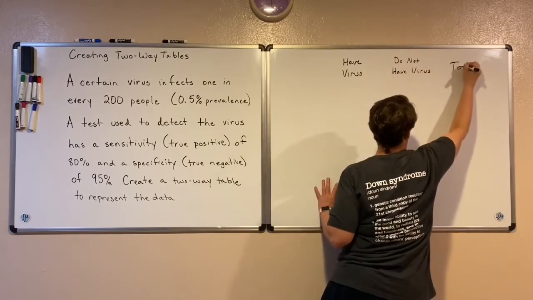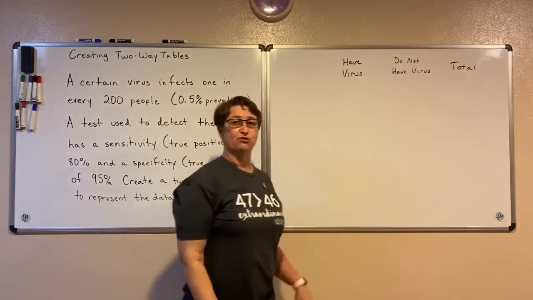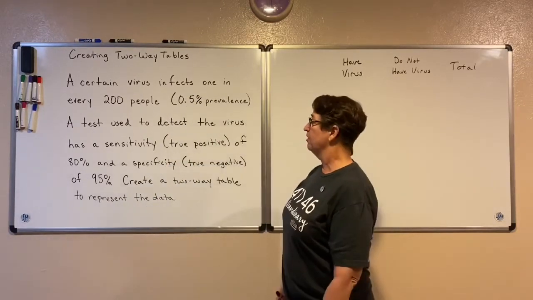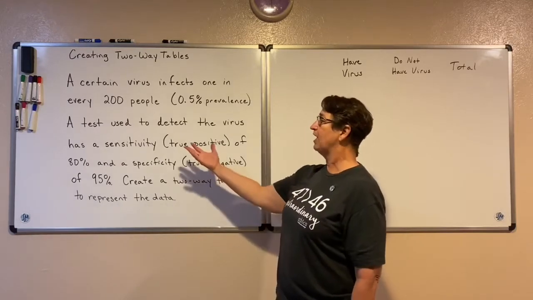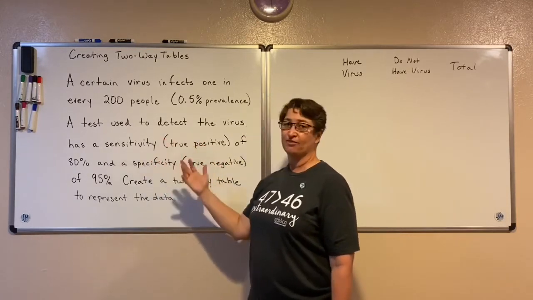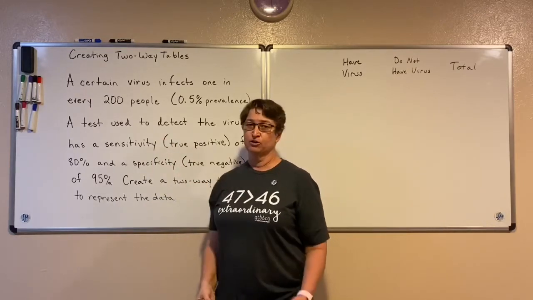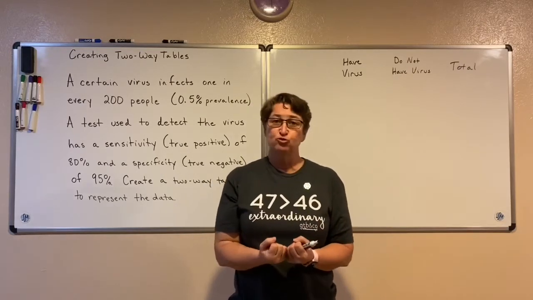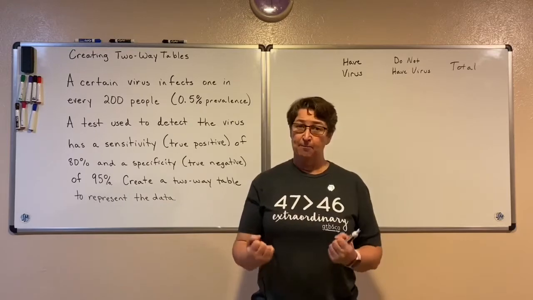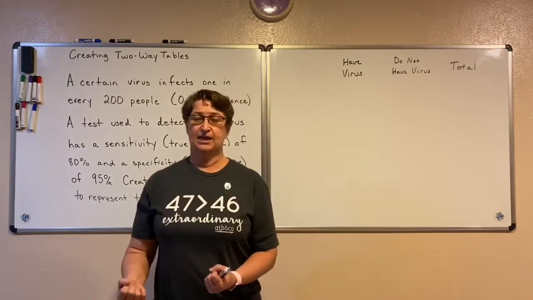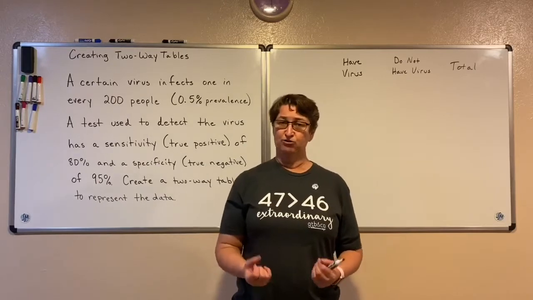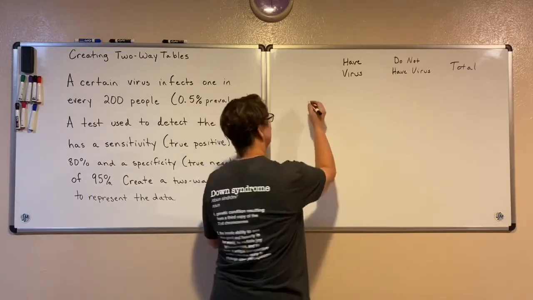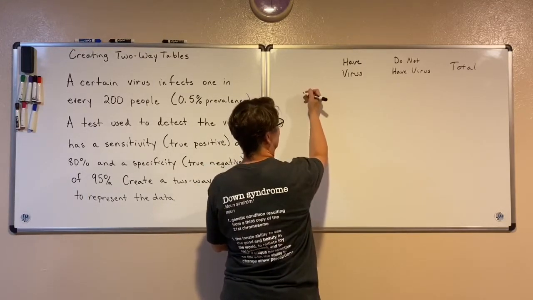And then my total. So as I'm creating my two-way tables, this is the first thing I need to do is figure out what are my two variables. So that's one of the variables. The other variable, well, the test is going to detect whether or not they have the virus. So as a person who goes into the doctor to get a test, I'm going to get one of two results back. I'm either going to get a positive or I'm going to get a negative. So the other variable here is, what is my testing result? Positive or negative? So along this first column, I'm going to put that other variable.